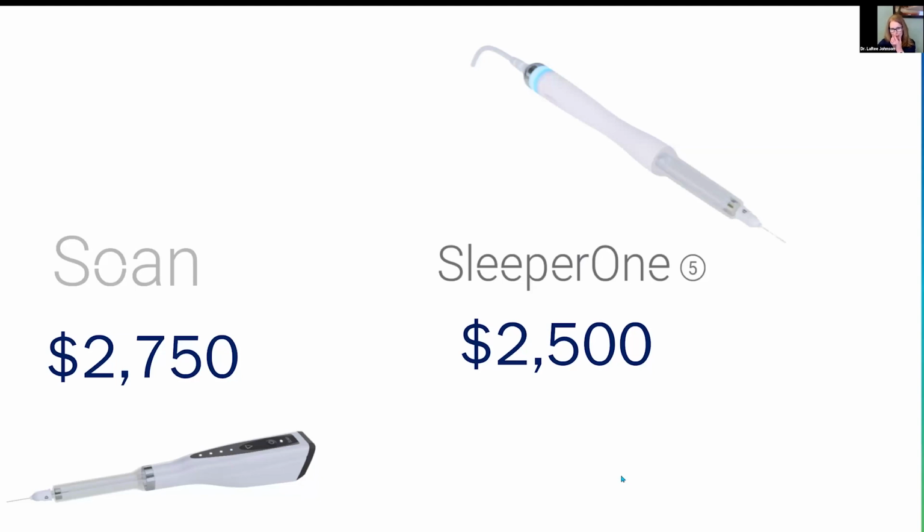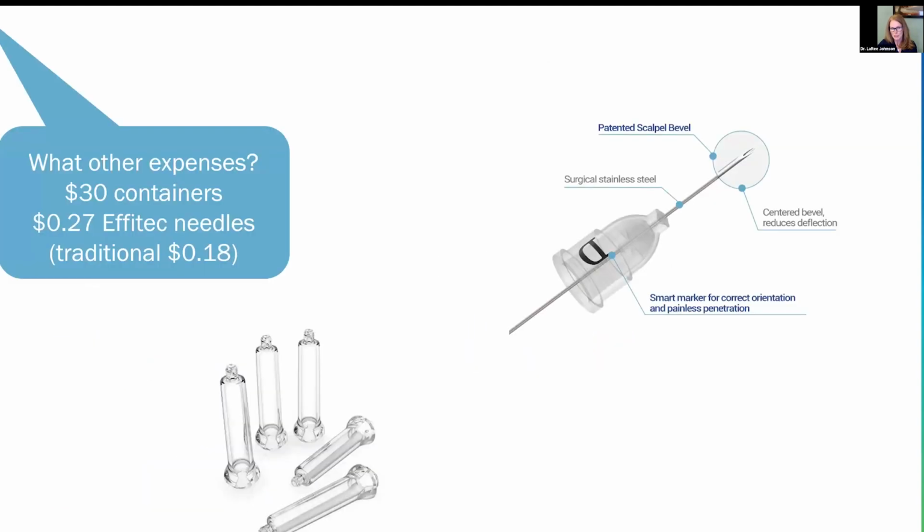So the devices, people ask me about cost all the time. I hope these are the current costs, guys. Maybe I need to update this. This is probably an old slide, but it's around this cost if this isn't exactly right. I'm going to talk about the benefits of both in just a minute. People ask me about other expenses. The containers are $30 a piece.